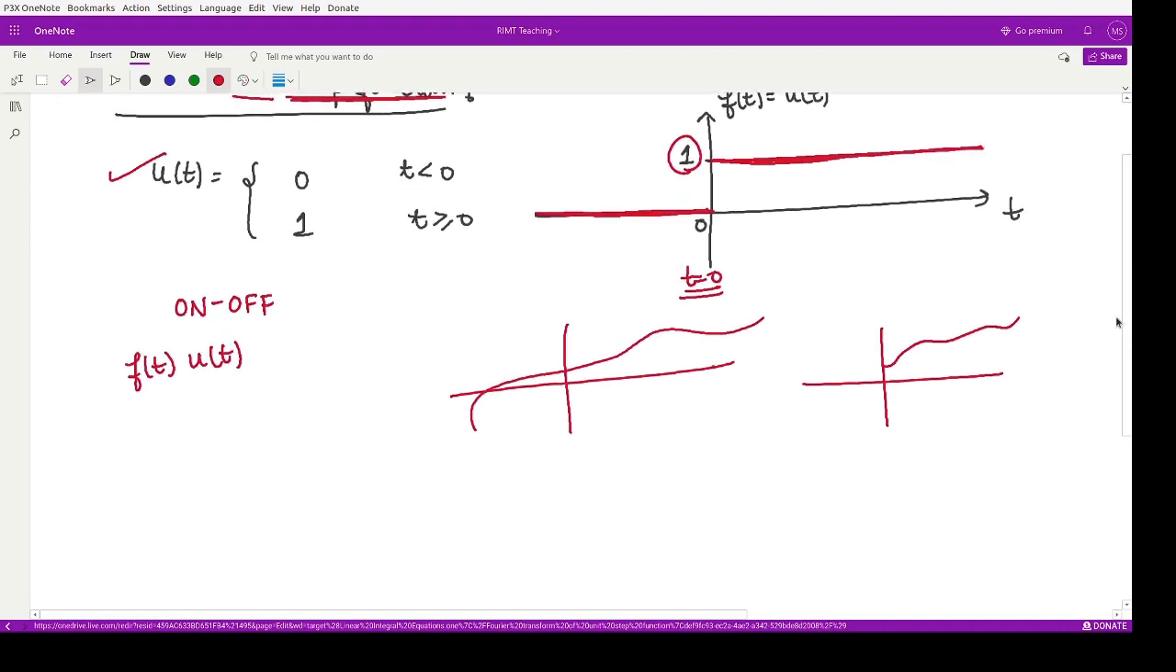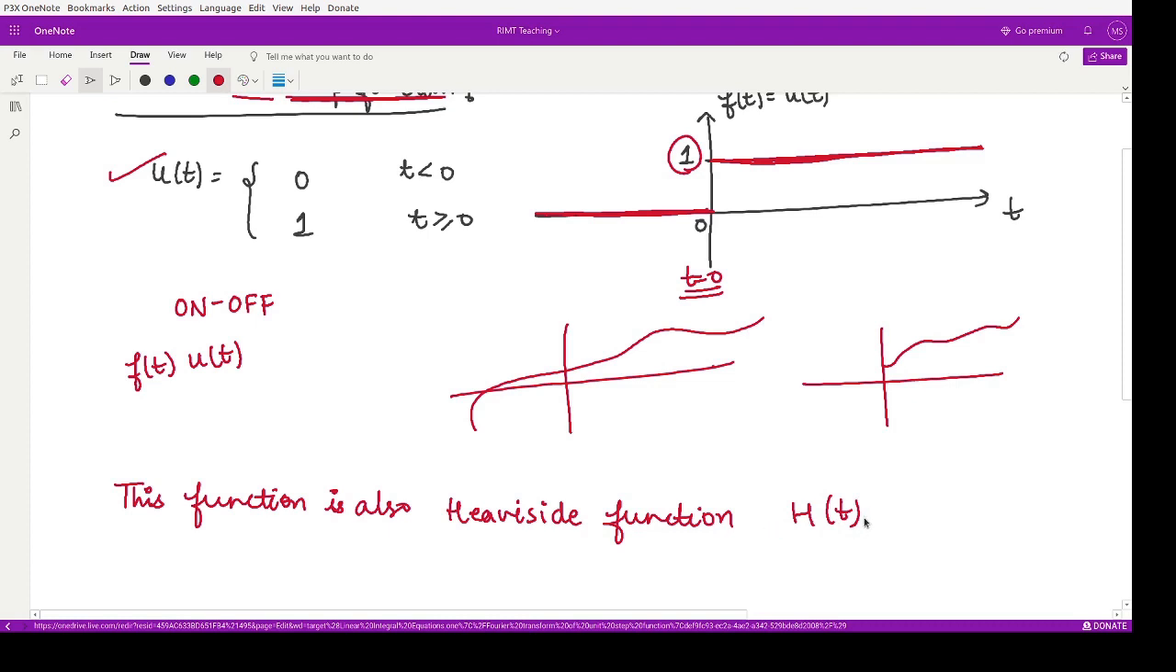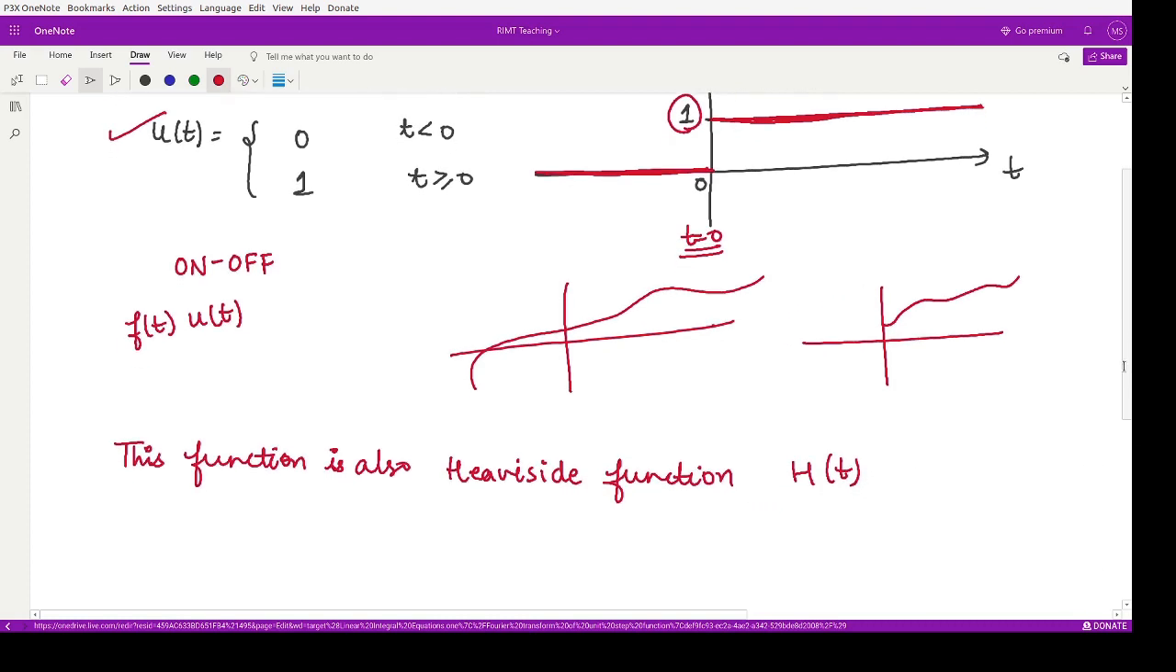So the next thing is, what else is this function called? This function is also known as the Heaviside function. In some texts the word Heaviside is used for this kind of function, and it is denoted by capital H of t. So this is also one notation.